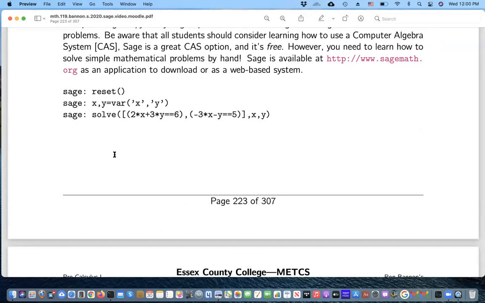Granted, this is nice software. You want to start learning to use software if you can. We're not going to test you on it, though. If you move forward, whether at Essex County College or at NJIT or any other school, they're going to have an expectation that you're capable of using what's known as a computer algebra system. And Sage is a good example of that.